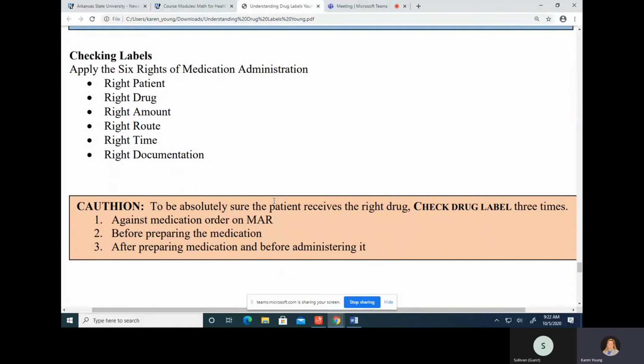You check the drug labels 3 times. When you're filling your cart, or the pharmacy sent up the cart, you're going to check the medication against the patient's MAR. When you get ready to prepare the medication to give it, again, you're going to check the medication against the patient's MAR. And then after preparing the medication and before administering it. So you may have it all in the little cups and everything, but before you walk into that patient's room to give it to them, make sure you've got the right medication.